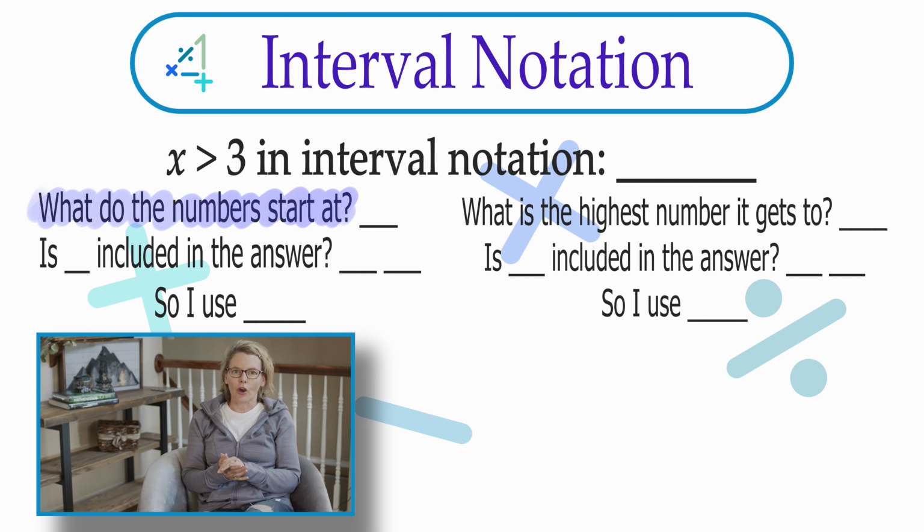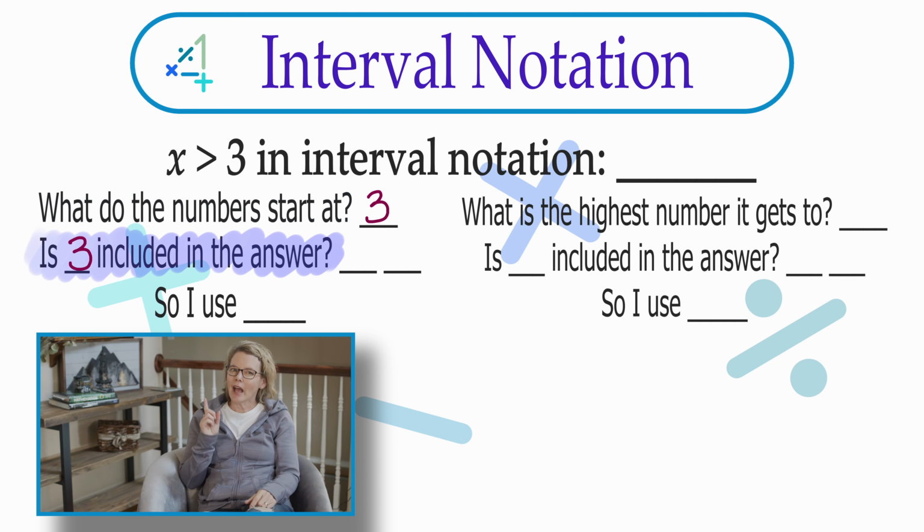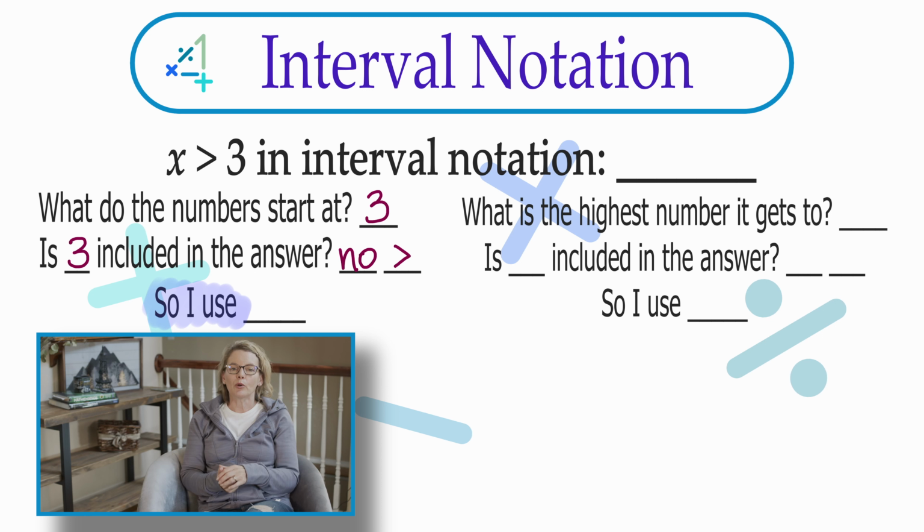What do the numbers start at? 3, because x is greater than 3, so they start at 3. Is that 3 included in the answer? No, because it's greater than 3 but not equal to. So I use parentheses and start my notation with a left parenthesis, 3. I put a comma after it, which shows all the numbers are in between 3 and the other number.